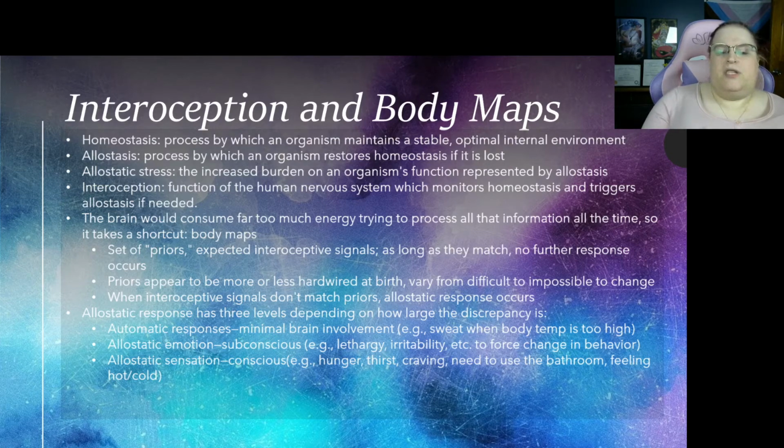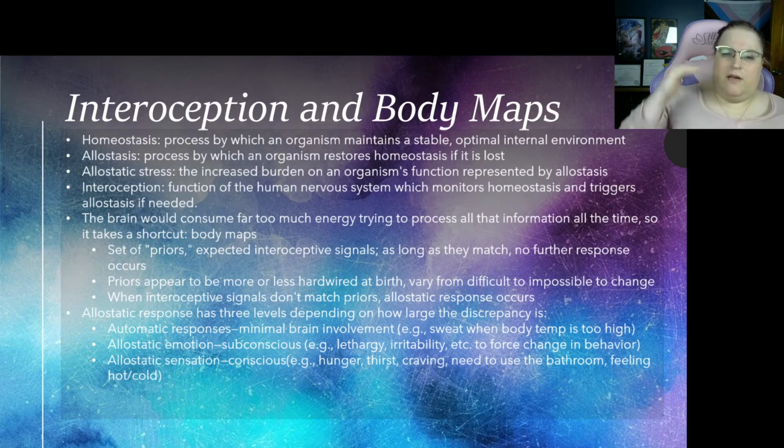Finally, with the most extreme discrepancies between the interoceptive signals and the brain, you get allostatic sensation, which is a conscious awareness that something is wrong in your body. Some examples of allostatic sensation that can happen here: hunger, thirst, craving a specific food or a specific activity, feeling that you need to use the bathroom, feeling too hot, feeling too cold. Pain can be a response, although pain can also be triggered by the exteroceptive system.